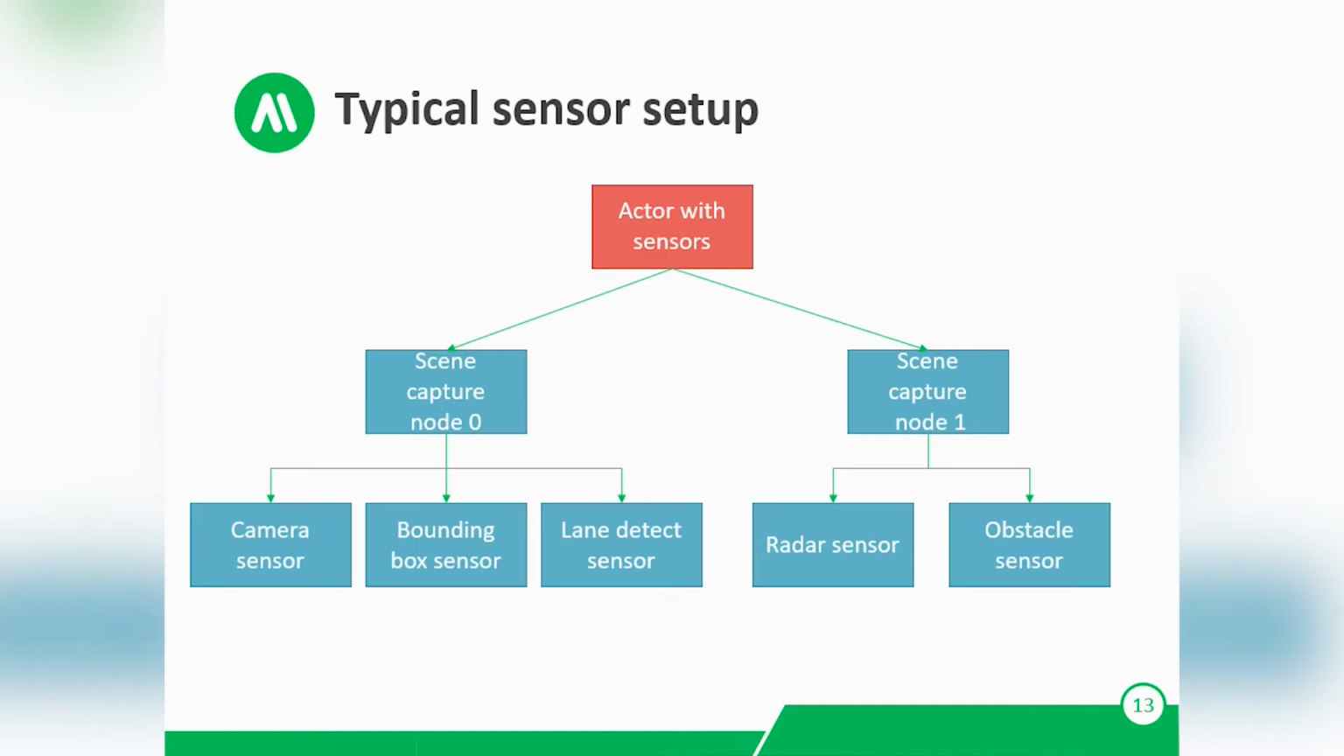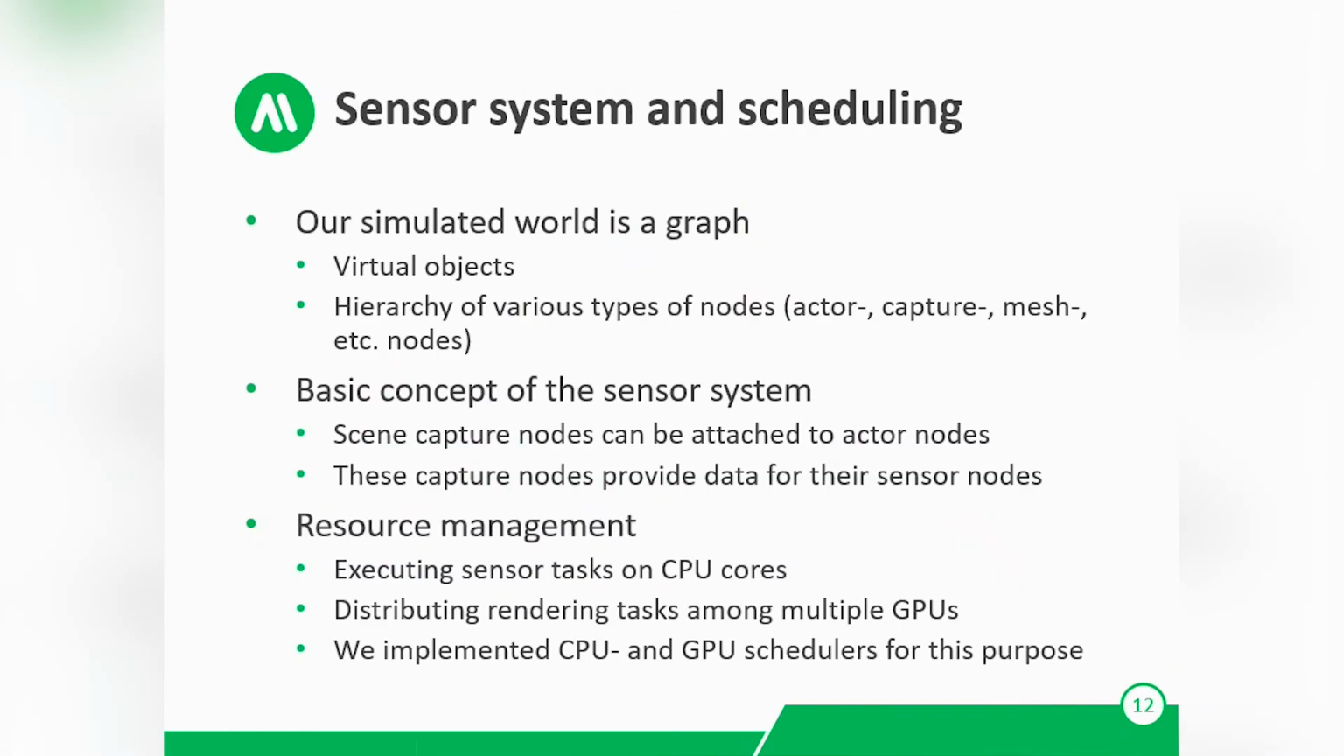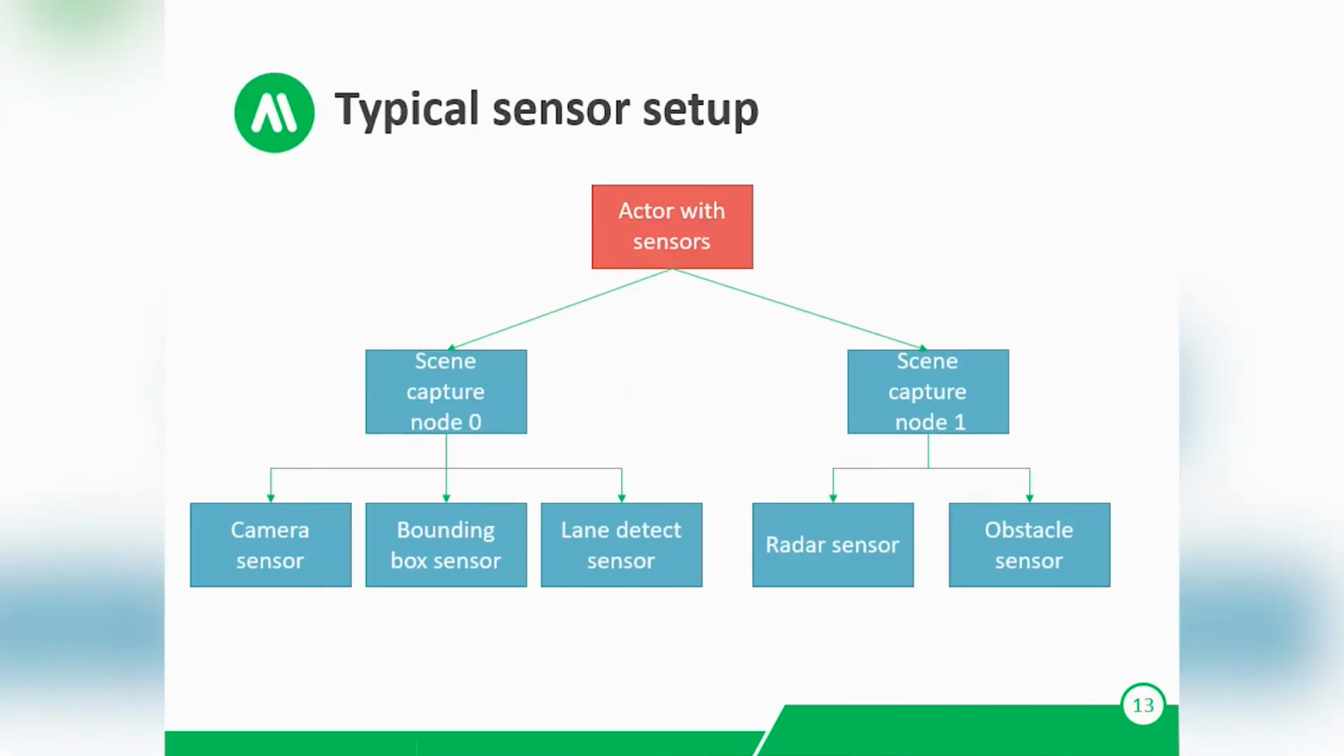I want to show you a typical sensor setup. Imagine a vehicle with several lidar sensors. In our system, this will be a vehicle actor with scene capture nodes attached to it, and these nodes will provide data for those sensors. Now let's see how our sensor system, basically the CPU scheduler, works.